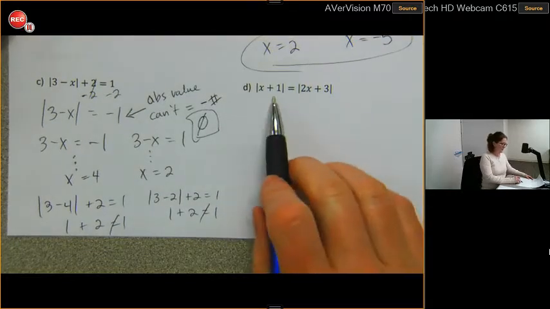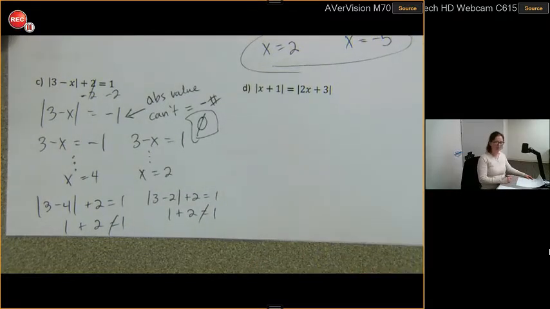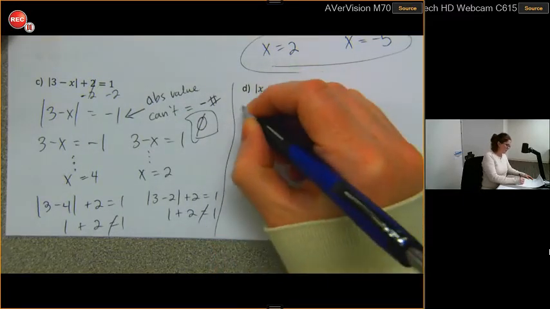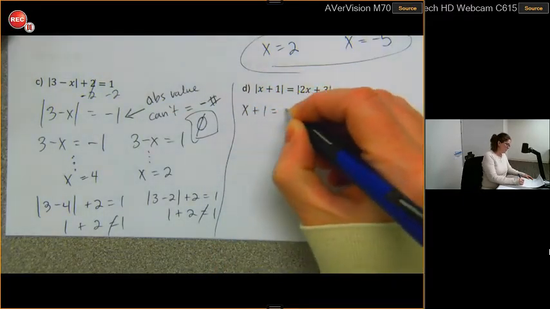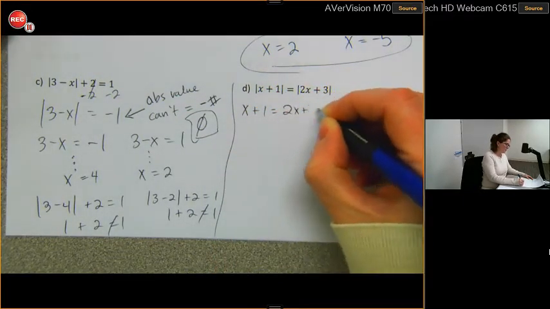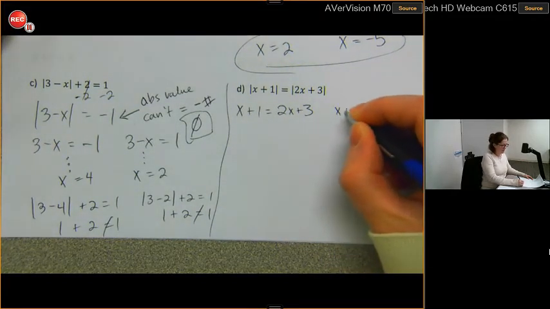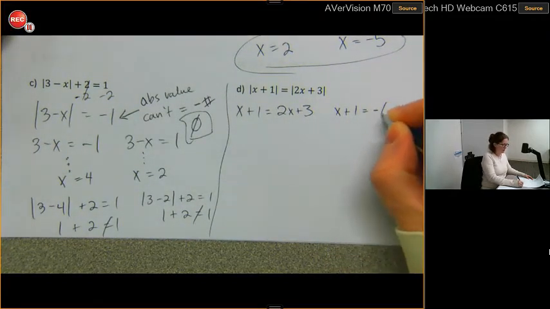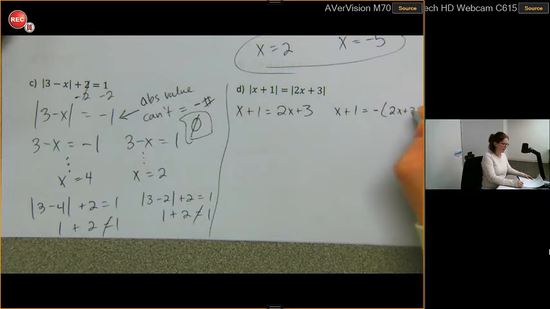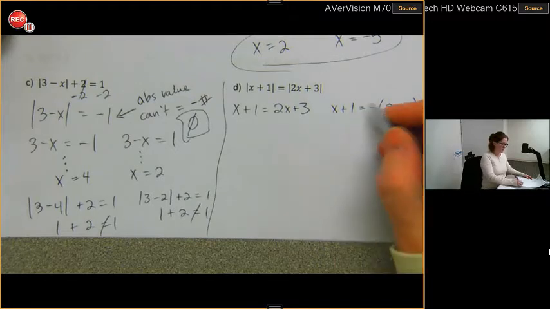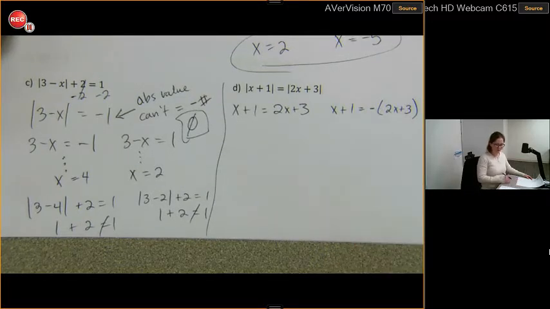Part D, we have an absolute value equal to another absolute value, but we're going to use the same approach where for our first equation, we're just going to drop off the absolute values. And for our second equation, we're going to put a negative sign in front of what we're equaling. And it's important you have to use the parentheses because you're going to have to distribute the negative sign.